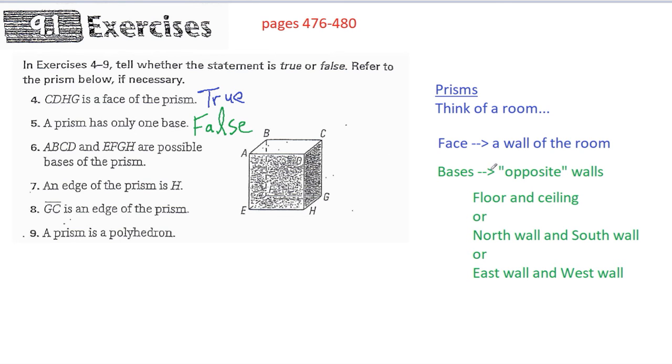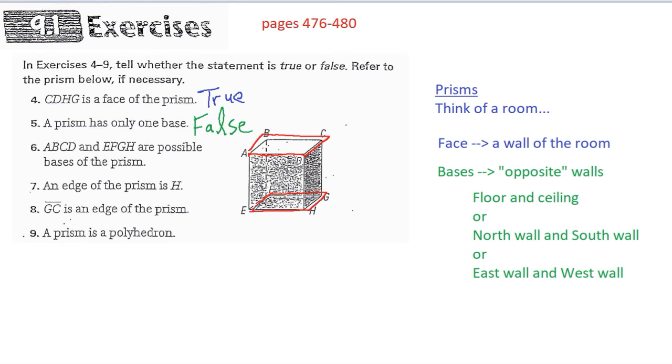Number 6 talks about bases again, so we can use this idea of opposite walls. I like the floor and the ceiling, but we'll see what they do. So number 6, they talk about A, B, C, D, and again, if we trace those letters, A, B, C, D, and then we would go back to A, that would be a wall, it looks like. That looks like it'd be the ceiling. And E, F, G, H, and then we would go back to E. Those are possible bases of the prism.